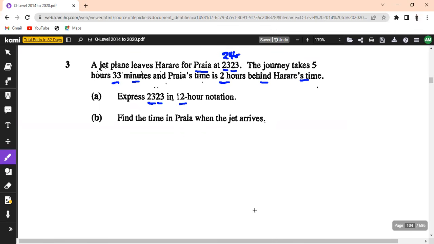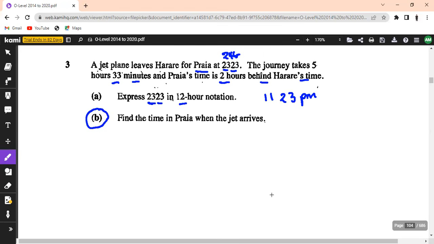So we know that 23, guys, this is during the night hours, which is 11:23 p.m. So this is 11:23 p.m. Take note, guys, 23 is 11. If it is 00:23, then that one is 12, but 11 is 23. All right, then here we are now given on number B to find the time in Paria when the jet arrives. All right, so what is the time?